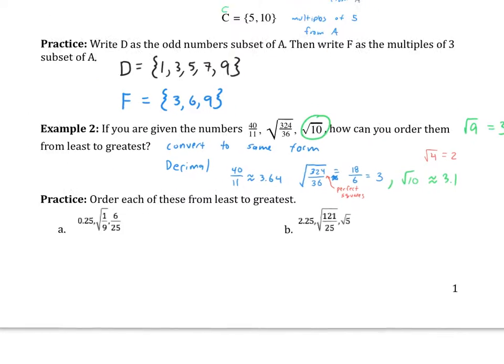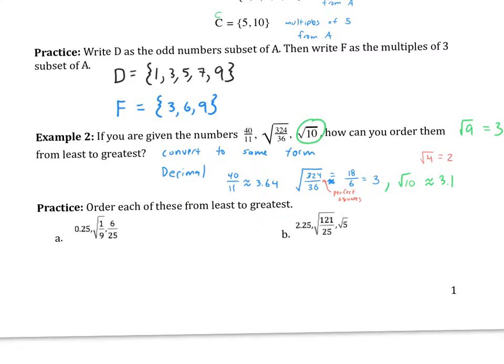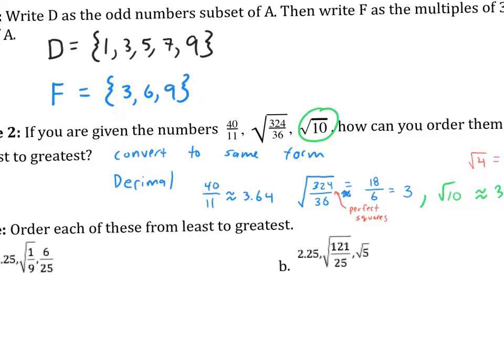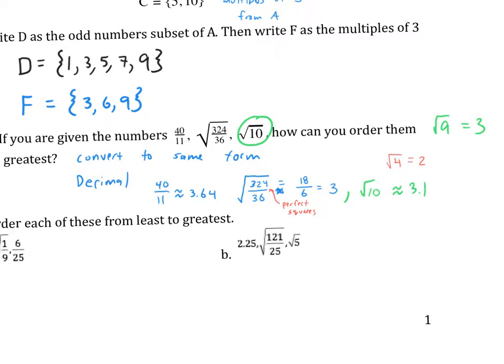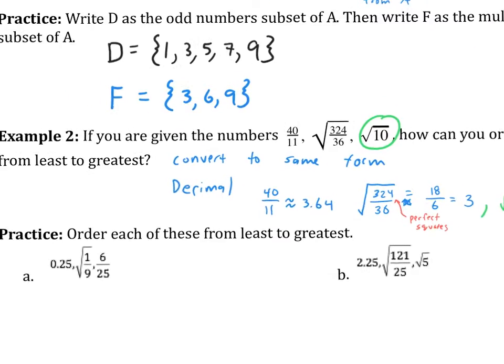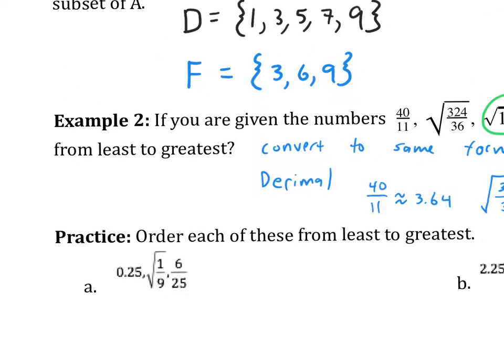Okay, now we're not done. Now I'm going to order them from least to greatest using my information here. Because my radical 10 is 3.1-ish, this fraction here was 3, so that's even smaller, and then this one seems to be the largest, 40 over 11. So I'm going to write it out, and I'm going to use the original numbers.